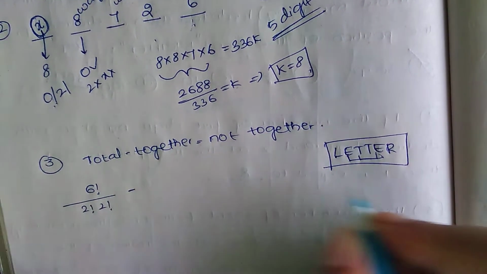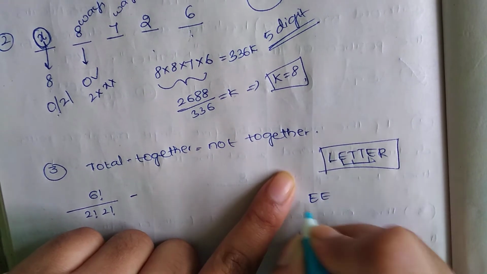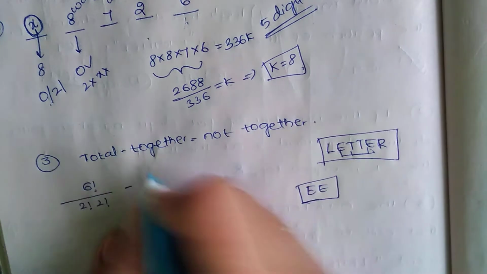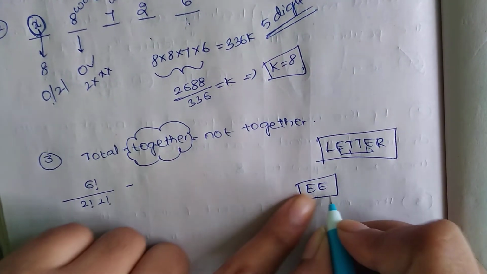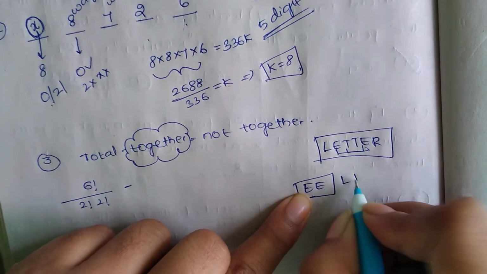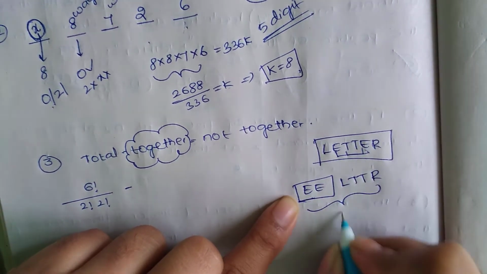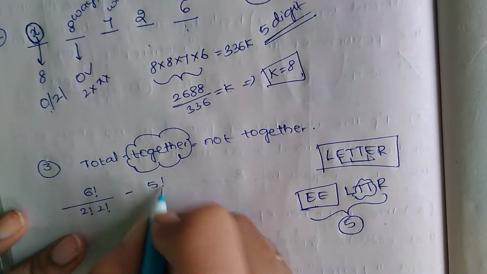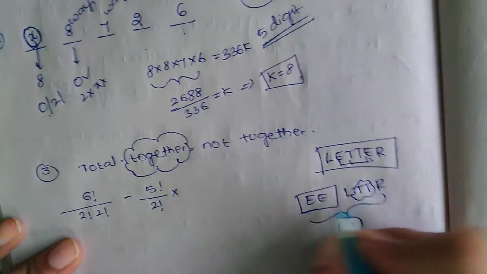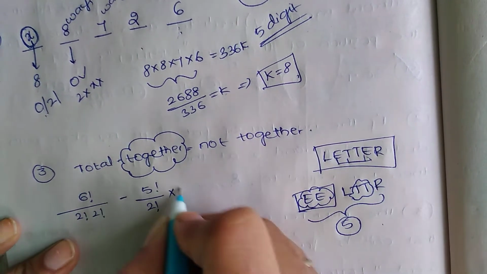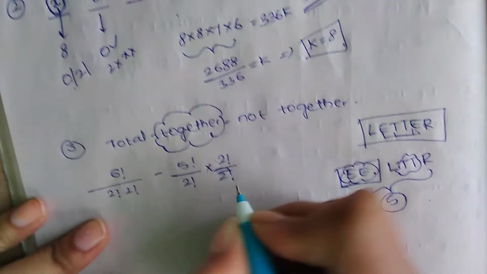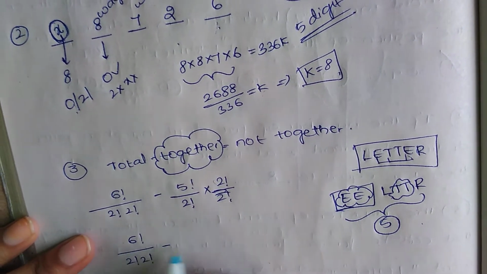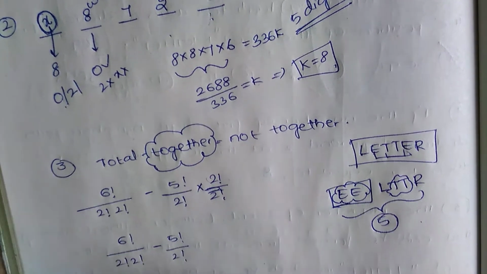Minus together. That means E and E should be considered as one unit. Vowels together, this should be considered as one unit. What are left? L, T, T, R. How many units are there? 5, in which 2 are repeated. So 5 factorial by 2 factorial into internal arrangements of these both, 2 factorial by 2 factorial, it is anyhow 1. Yes, 6 factorial by 2 factorial into 2 factorial minus 5 factorial by 2 factorial.